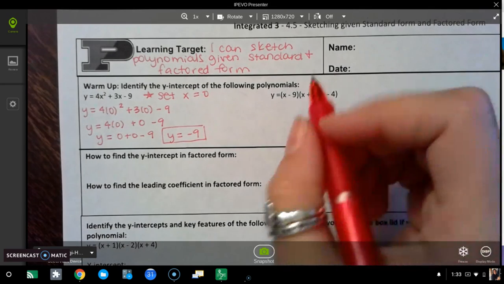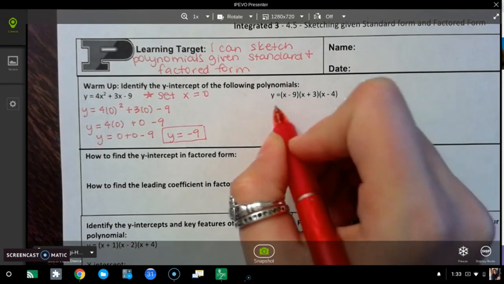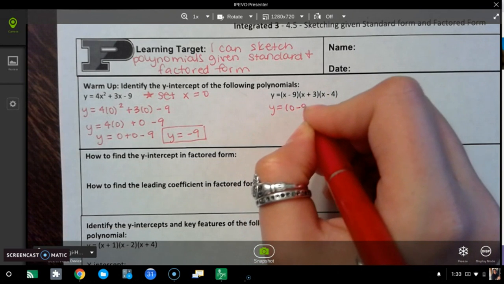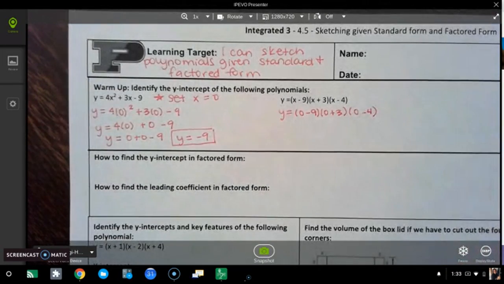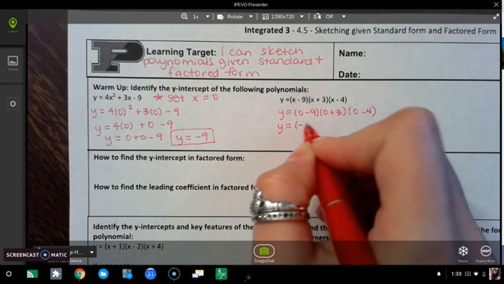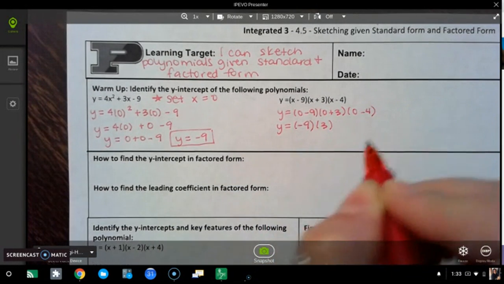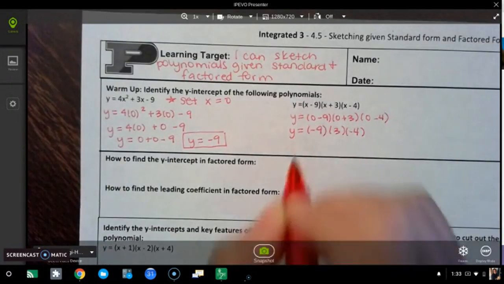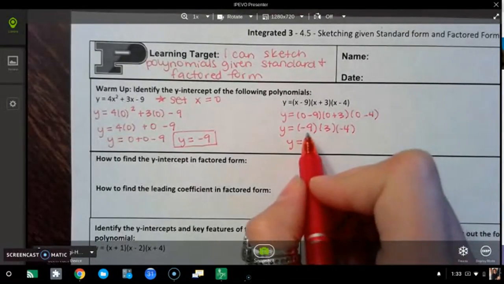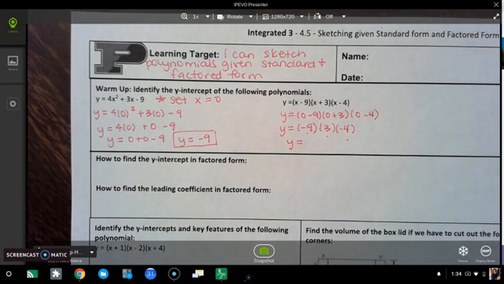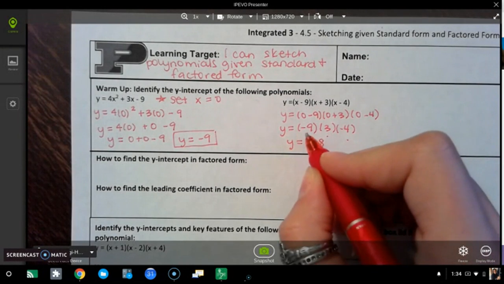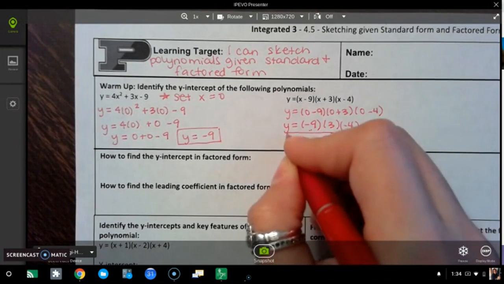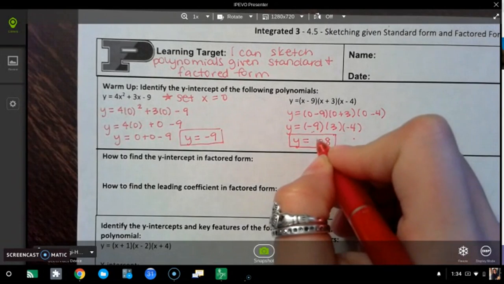Oops, sorry. Now finding our y-intercept of this guy, set each of our x equal to 0. So you're going to get y equals 0 minus 9 times 0 plus 3 times 0 minus 4. So 0 minus 9 is negative 9, 0 plus 3 is 3, 0 minus 4 is negative 4. So y equals negative 9 times 3 times negative 4. Pull your calculator out, and what do you get? If you got 108, you are correct because that negative times that negative gives us a positive. So y equals 108. That's a pretty crazy y-intercept.